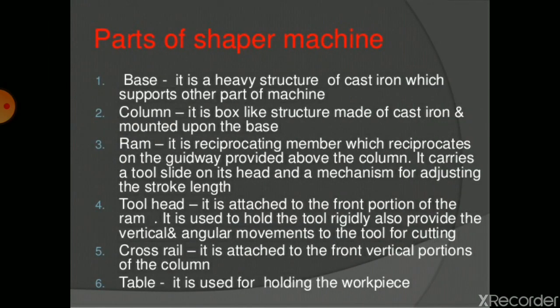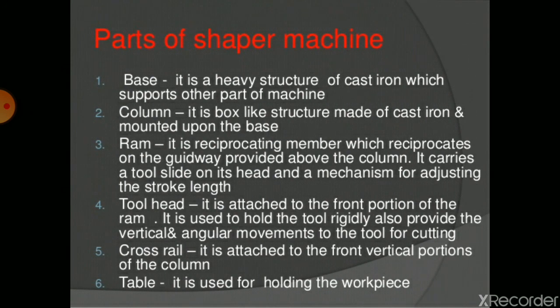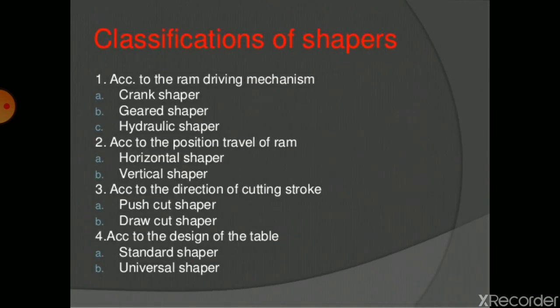Base is a heavy structure of cast iron, column is a box-like structure made of cast iron, ram is a reciprocating member which reciprocates on the guideway provided above the column. Tool head is attached to the front portion of the ram. It is used to hold the tool rigidly, and also provides the vertical and angular movements to the tool for cutting. Cross rail is attached to the front vertical portion of the column, and table is used for holding the workpiece.